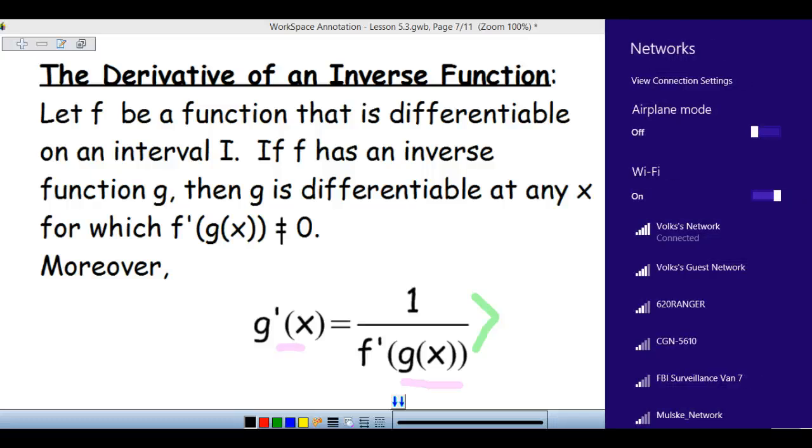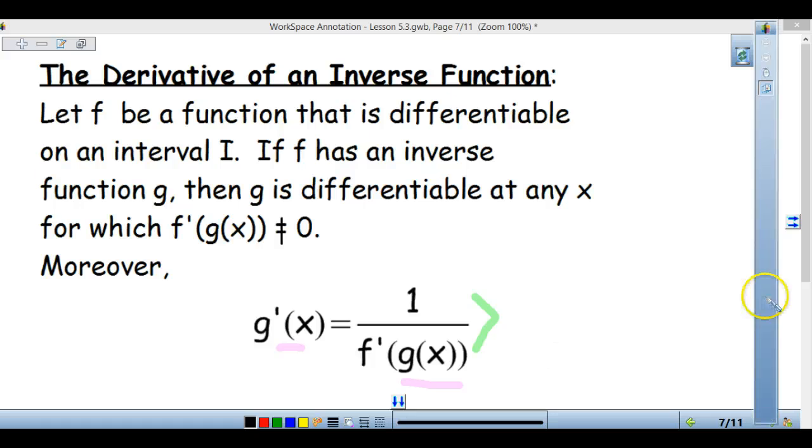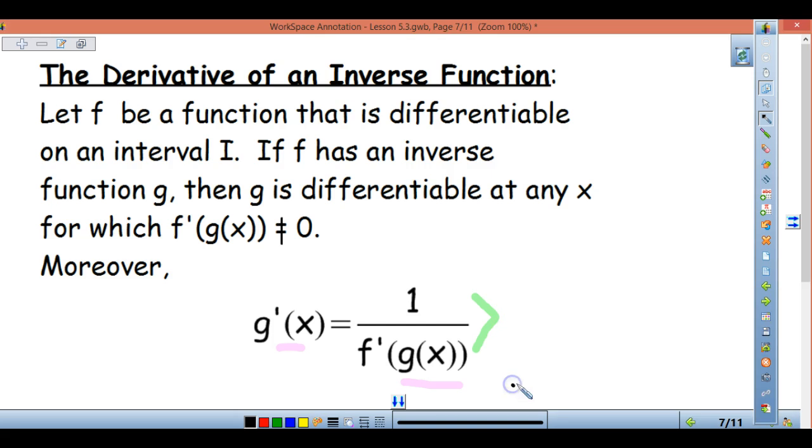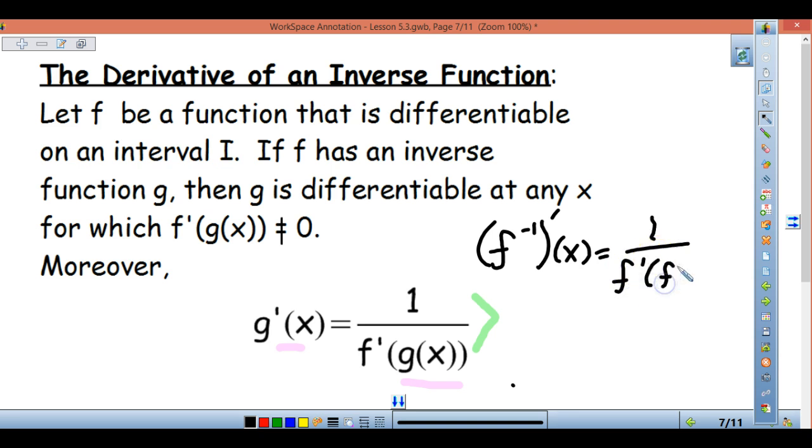I actually prefer to rewrite this not with f's and g's, but with f and f inverse notation, just because I personally find that easier to follow. I don't know, you may think it's less complicated. So the derivative of an inverse is equal to 1 over f prime of f inverse of x.